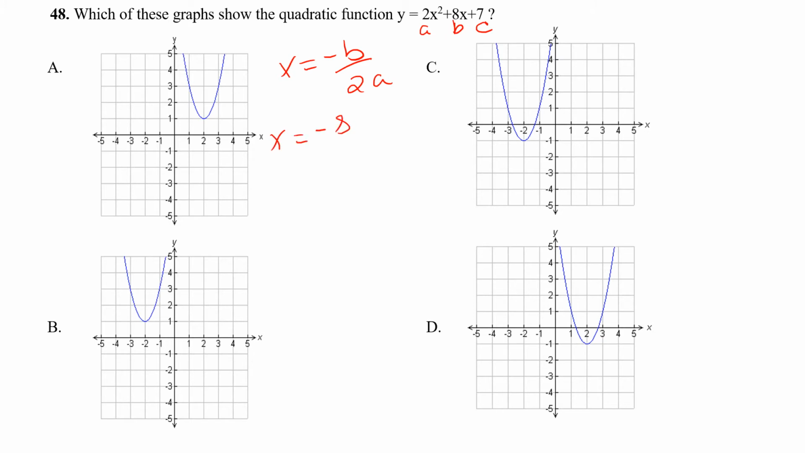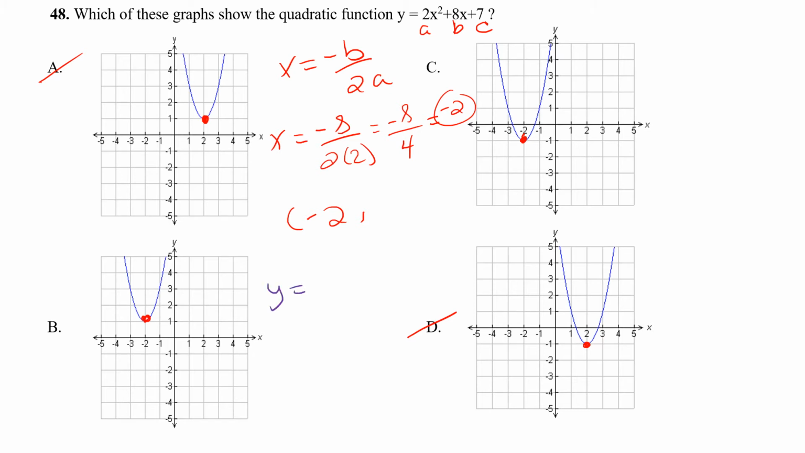So negative b, so that's negative 8 over 2 times 2, negative 8 over 4, and so the x value of my vertex is negative 2. So I can actually eliminate a, and I could eliminate d, because the x value of my vertex is negative 2. So these are my vertexes here, right here. All right, and then to find my y value, I'm just going to plug x back into this equation here.